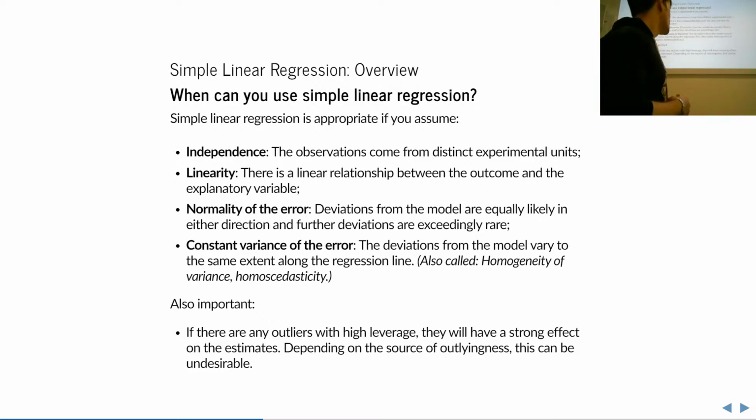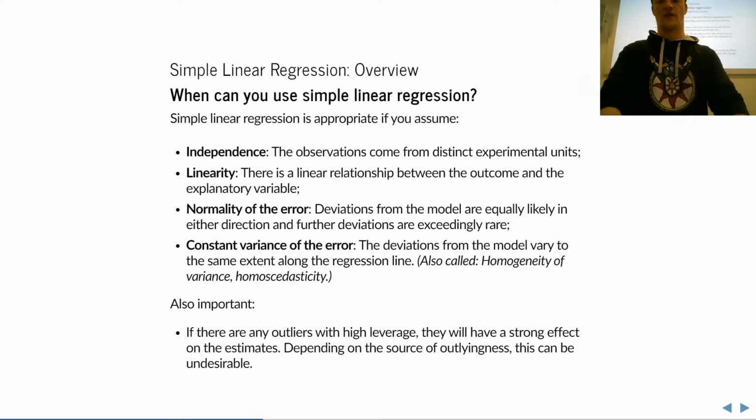If we don't have reason to remove them, there's something called robust regression, which works well even with outliers. It's not part of this course, but point being that it can really affect the intercept and the slope and the p-values, so we do check for it.